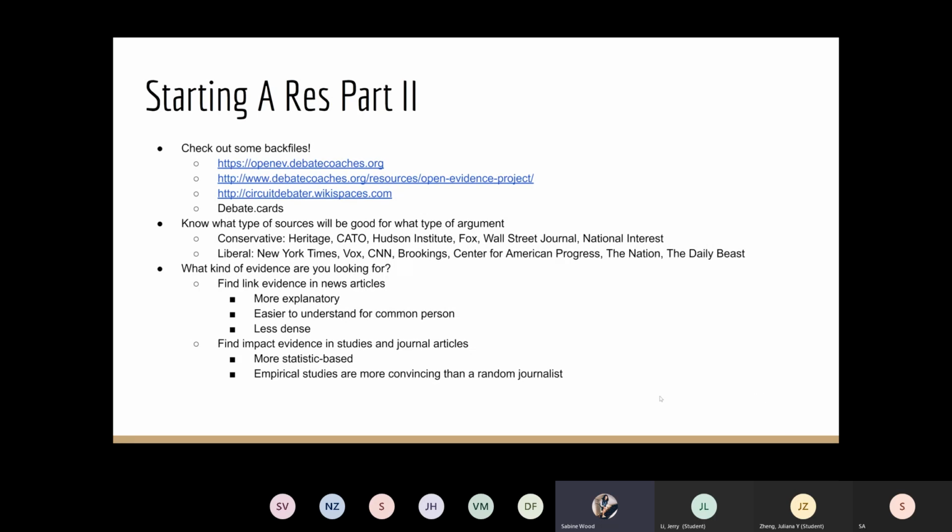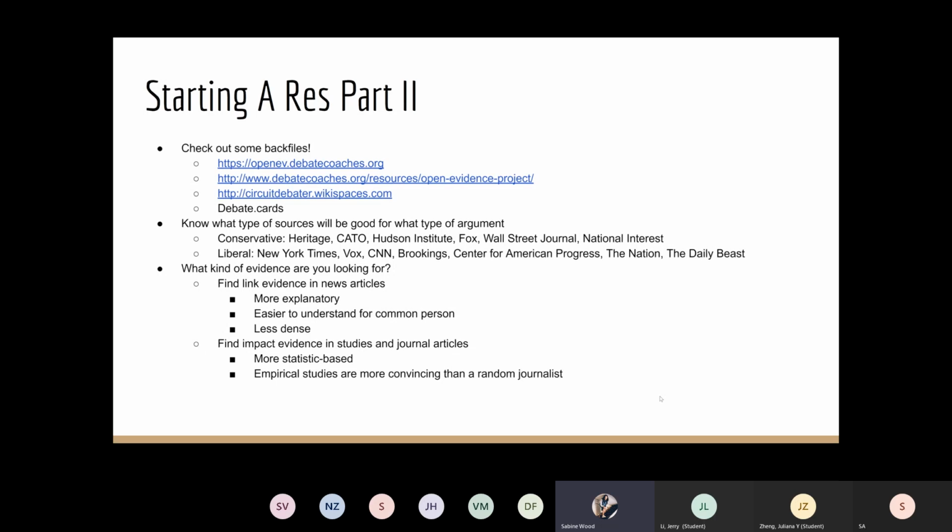When you're looking up evidence for starting your research, pay attention to the kind of evidence you're looking for, because it can be helpful when you're on different websites to consider what you might be looking for as you read the article. So if you're looking for evidence for your links, it's usually easier to find it in news articles, just because news articles are going to have warranted explanations to convey a narrative of why current events are happening the way they're happening.